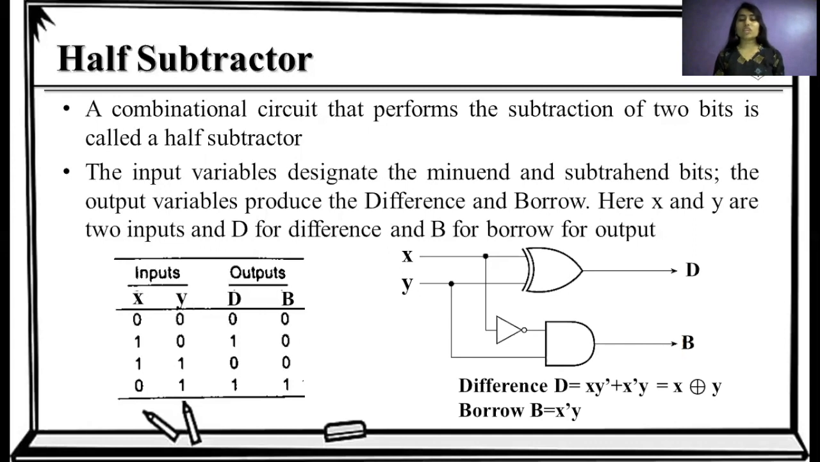So we have an equation B = X' Y, which can be implemented using one XOR, one inverter, and an AND gate. Here we have a logical diagram for the difference and borrow bits: X and Y are XORed to give the difference bit D, and X' Y ANDed gives the borrow bit.